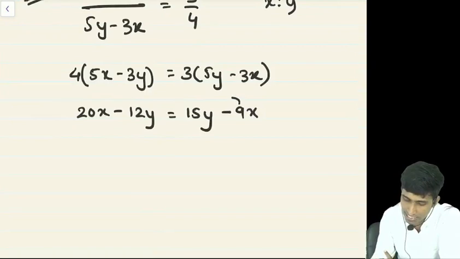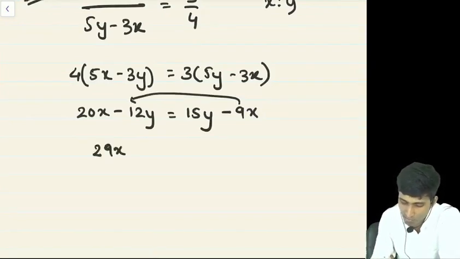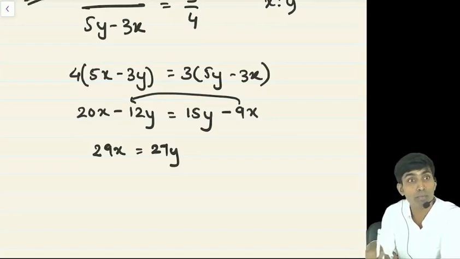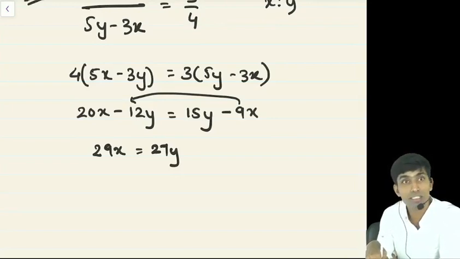So if this 9 goes this side, it will become plus 20 plus 9, 29x. 12 will go that side. 15 plus 12. Is everybody clear? Easy? Plus minus, no problem? Correct? Do you have any doubt?